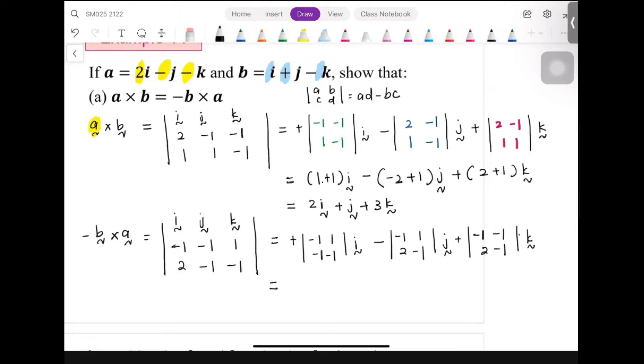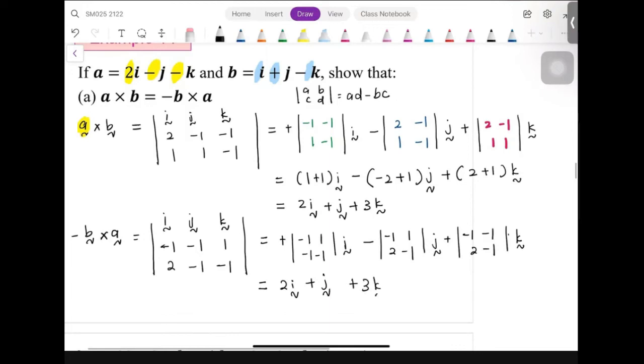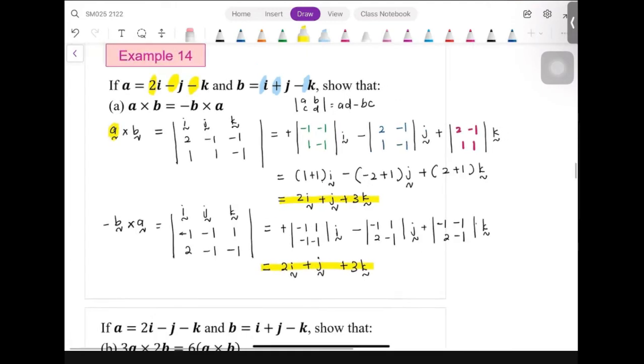And the last part, simplify this. For vector I, we will get 1 minus 1 plus 1, so here we will get 2I. And then the next one, 1 minus 2, and then we have a negative outside. So plus J. And then the last one, 1 plus 2. So we get plus 3K. If we check, our answers here are the same. So we can conclude that A cross B is the same as -B cross A.